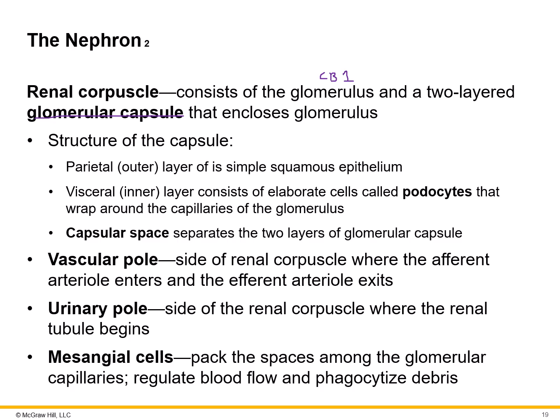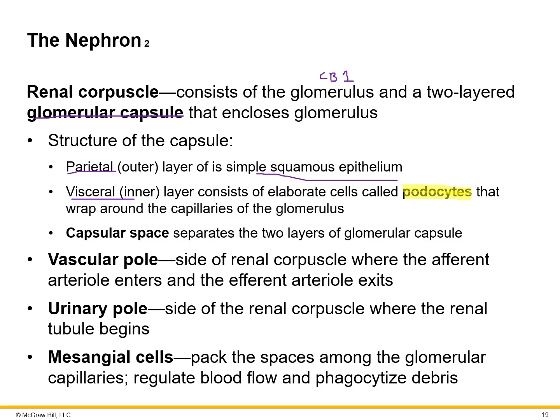So, let's look at the capsule itself. Two layers. Outside is called the parietal. The inside is called the visceral. Now, the outside, simple squamous epithelium. Nothing crazy. The inside, we get a unique kind of cell called a podocyte. Literally, it means foot cell. But we're going to see exactly why we call it that in the next picture. All right, so those podocytes wrap around the capillaries themselves, and they're going to form essentially a filter that's going to help keep the blood in the capillaries but remove the wastes.